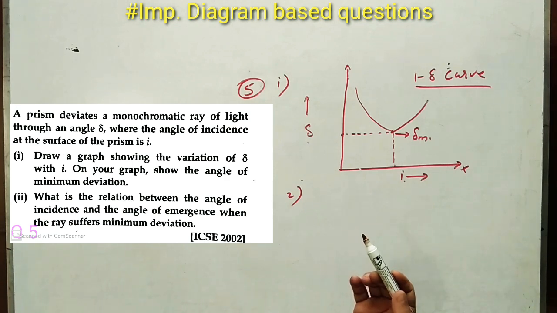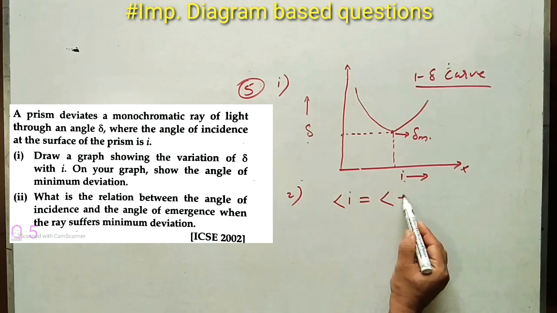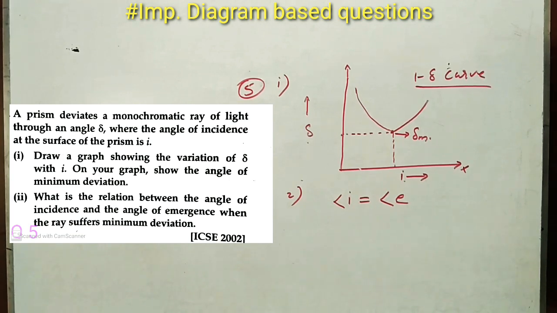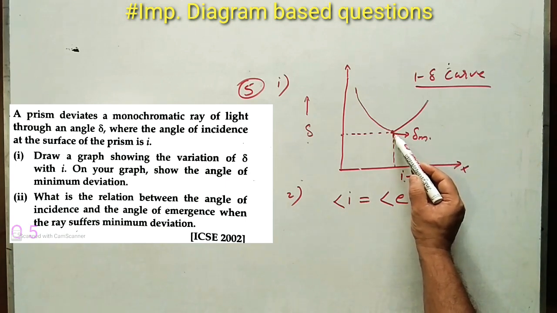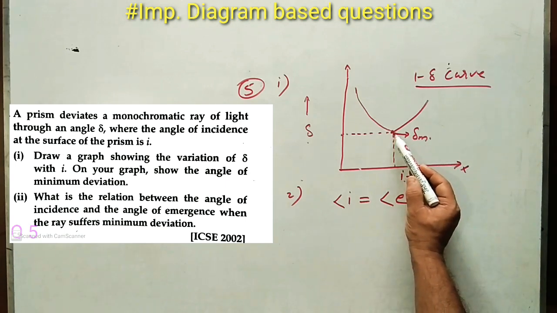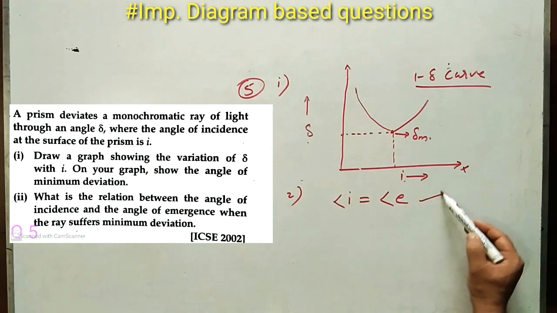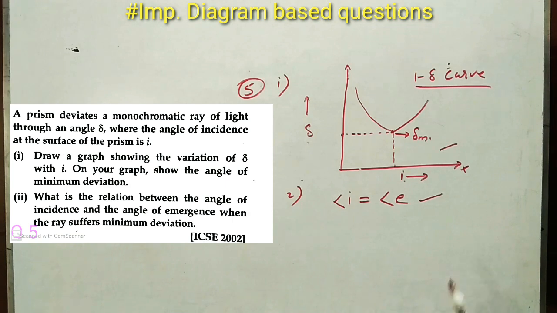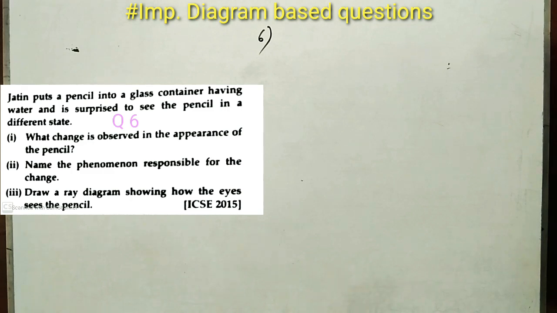Alright, so what is the relation between the angle of incidence and the angle of emergence in the minimum deviation position? At the minimum deviation position, angle I will be equal to angle E, the angle of emergence. Clear? So the graph is completed. This is the value of delta minimum, the angle of minimum deviation. At minimum deviation, angle I is equal to angle E. So two parts we have completed. Clear? You got it? Moving on to the last question, question number 6.